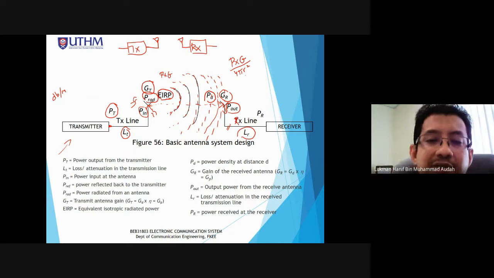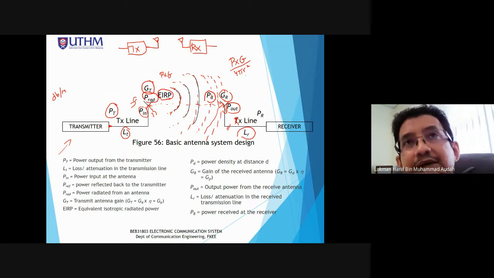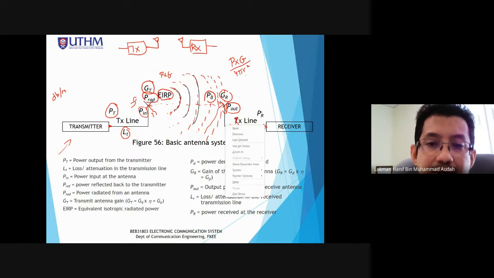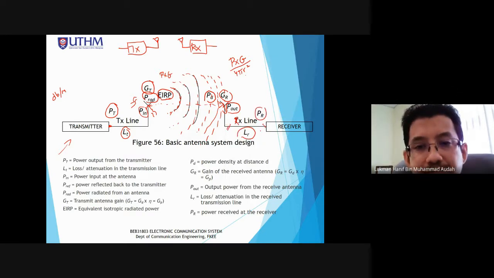Receiver line. Okay. Dalam exam kita biasa pernah juga diberikan losses LT dan LR itu berbeza-beza, pernah diberikan seperti itu. Okay. And then the power received by the receiver is what we call as the PR, receive power. Okay, receive power. Okay. So kita akan lihat semua perkara ini nanti.